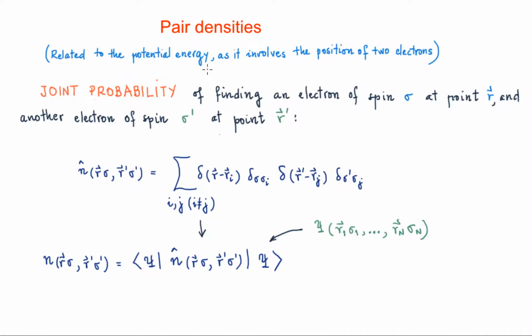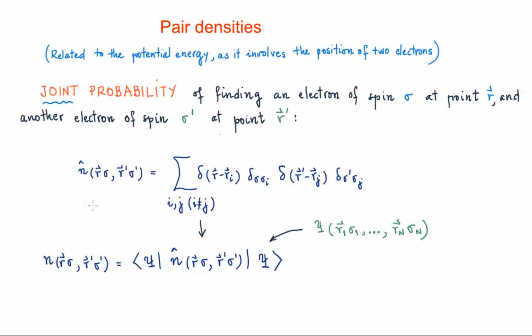So pair density is going to be the joint, that's going to be important, joint probability of finding an electron of a spin sigma at point R and another electron of a spin sigma prime at point R prime. So first, before having the expression of this pair density in terms of the wave function, we need the operator. Okay, as we did for the density.